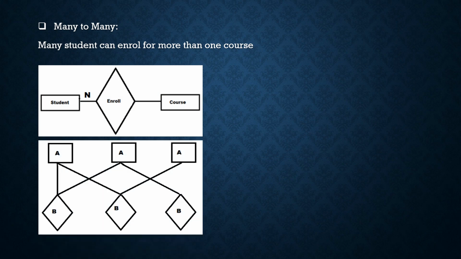See this diagram. Here B indicates the student. Actually B is connected to two courses, A represents the course, and the second B is also connected to more than one course, and the third student is connected to only one course. Okay, these are about the many-to-many relationship.